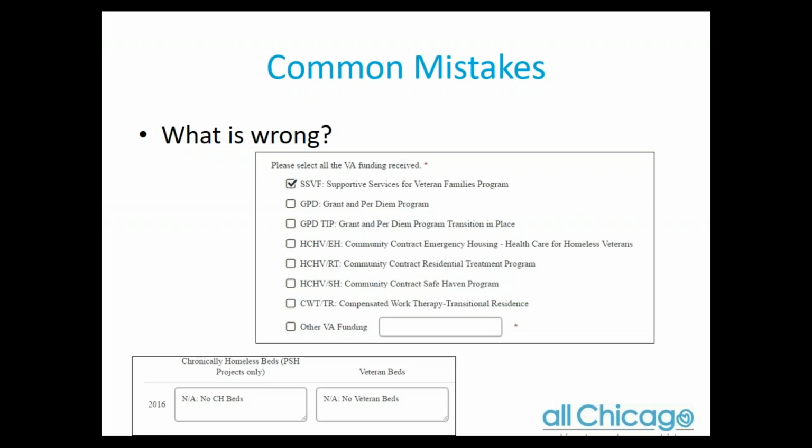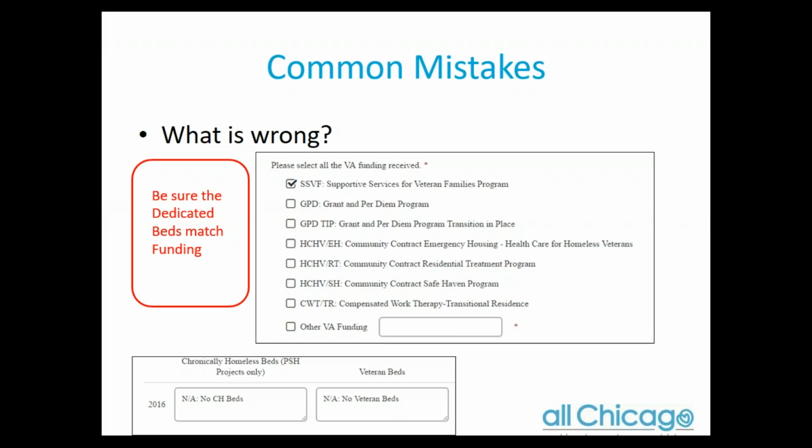All right, here we have a provider that indicated that their funding source was SSVF, Supportive Services for Veteran Families. However, when we got to the dedicated section, we see that they're indicating no, they have no veteran dedicated beds. So more than likely your VA funding, if the funding source says Supportive Services for Veteran Families, more than likely you're aiming to set aside those beds for veterans. So just make sure that your dedicated beds are matching your funding source so that we can capture those appropriately.